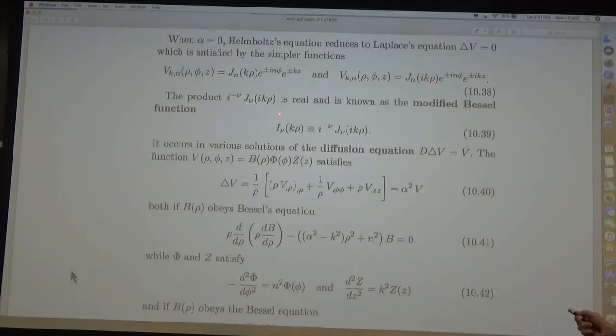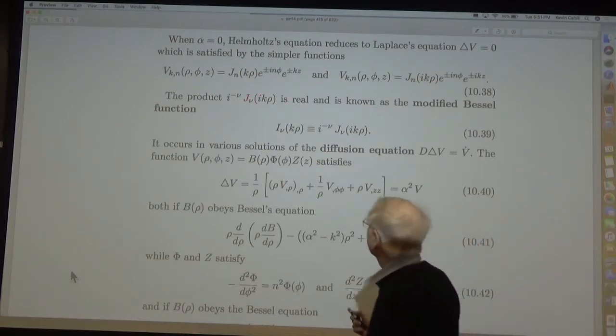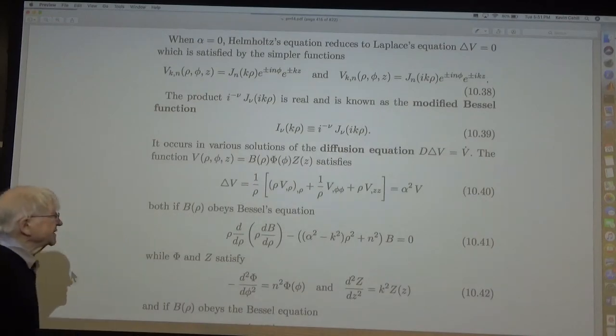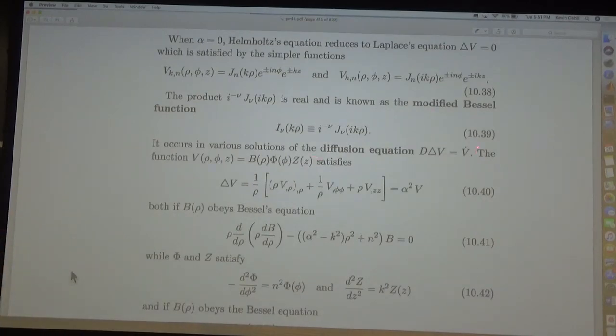And this function here, multiplied by I to the minus nu, is known as a modified Bessel function. And it occurs in solutions of the diffusion equation, for example. And one can write the general diffusion equation after replacing this by, I guess, alpha squared V.